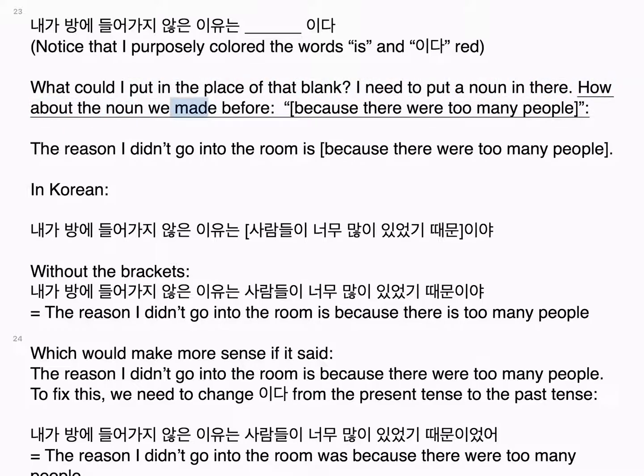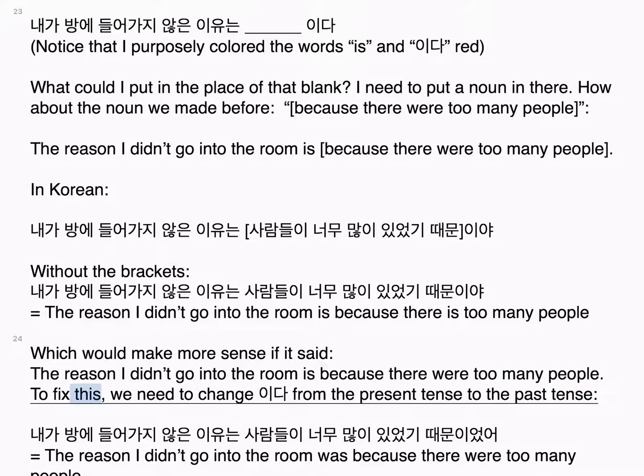How about the noun we made before? Because there were too many people. The reason I didn't go into the room is because there were too many people, in Korean: 내가 방에 들어가지 않은 이유는 사람들이 너무 많이 있었기 때문이야. Without the brackets: 내가 방에 들어가지 않은 이유는 사람들이 너무 많이 있었기 때문이야. The reason I didn't go into the room is because there is too many people, which would make more sense if it said, the reason I didn't go into the room is because there were too many people.